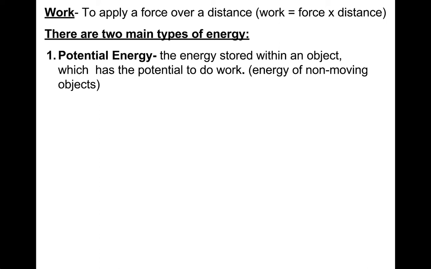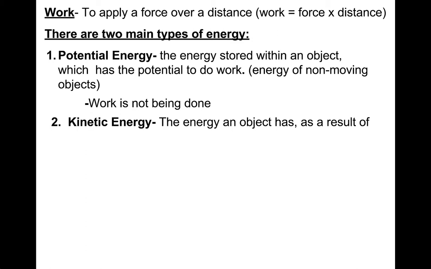The first is potential energy, and that's the energy that's stored within an object which has the potential to do work. It's the energy of non-moving objects. So in potential energy, work is not being done because the objects are not moving. There's no force being applied over a distance. There could be a force that's being applied, it's just not occurring over a distance. And if you think about it mathematically, if we were using a force of 2 newtons and a distance of 0 meters, 2 times 0 is 0.